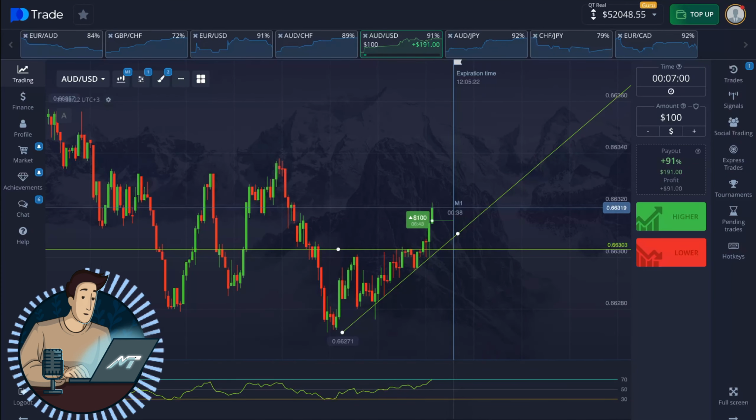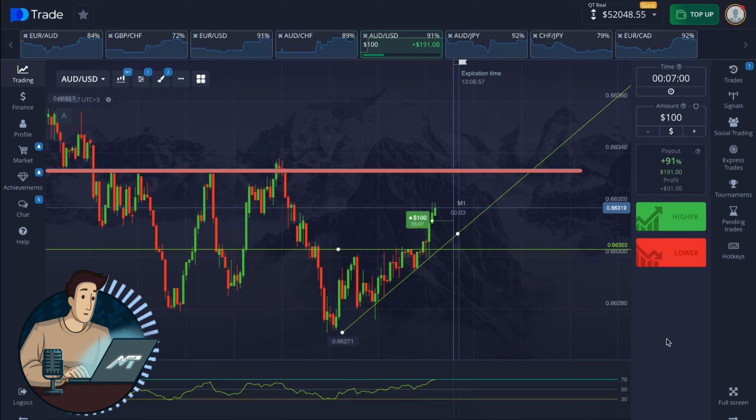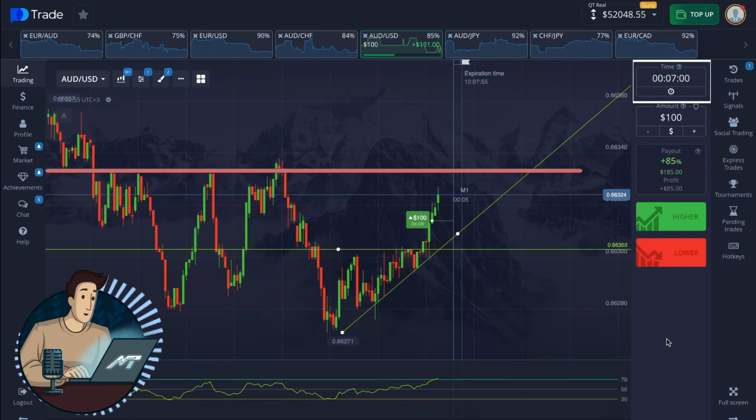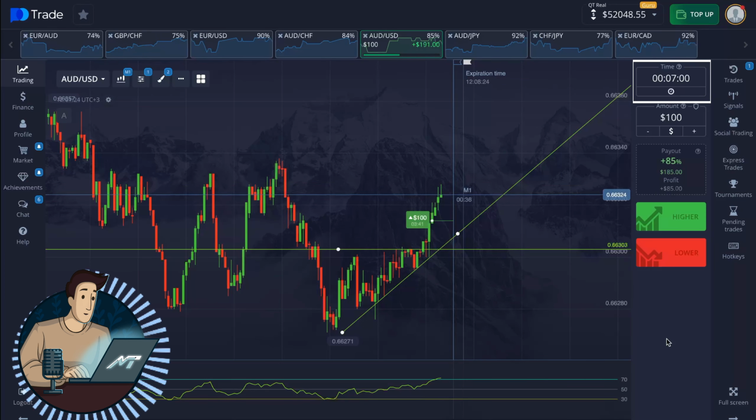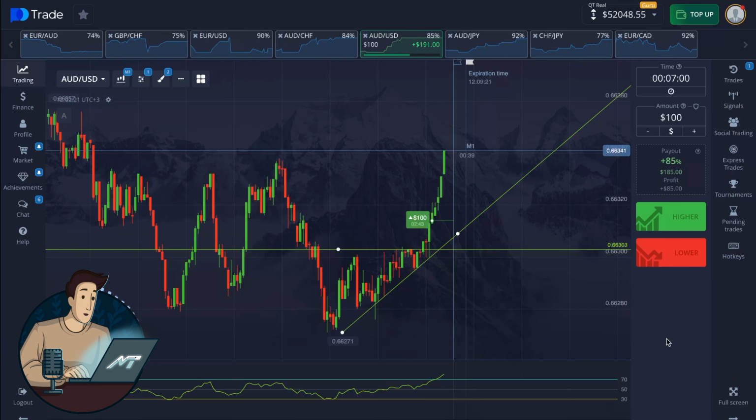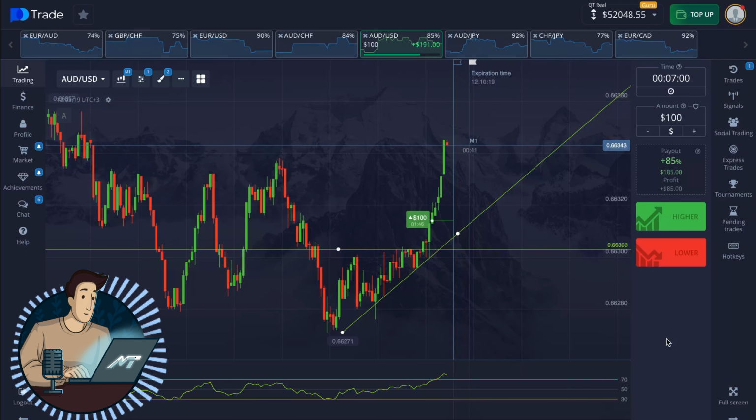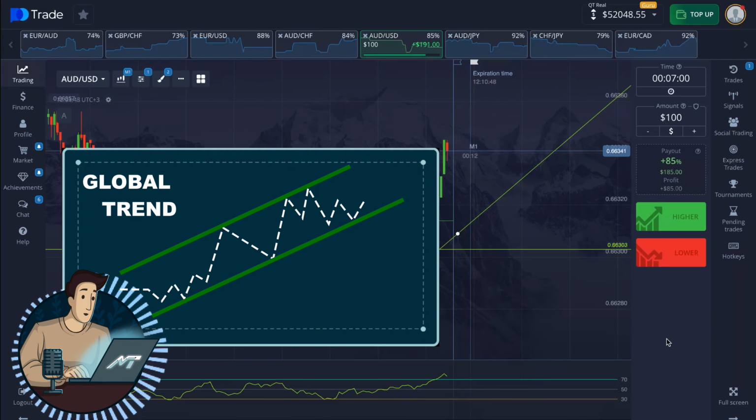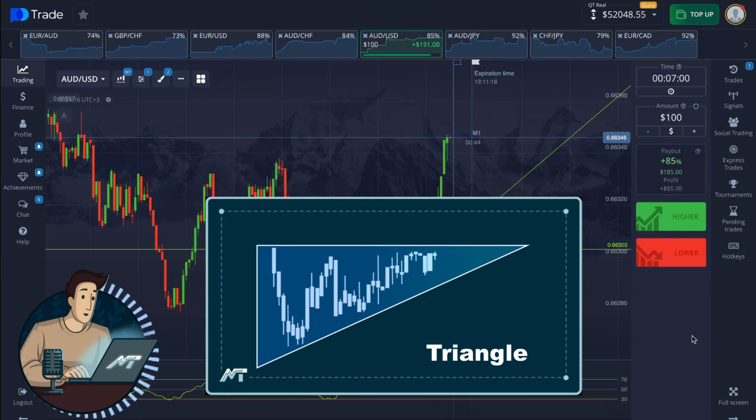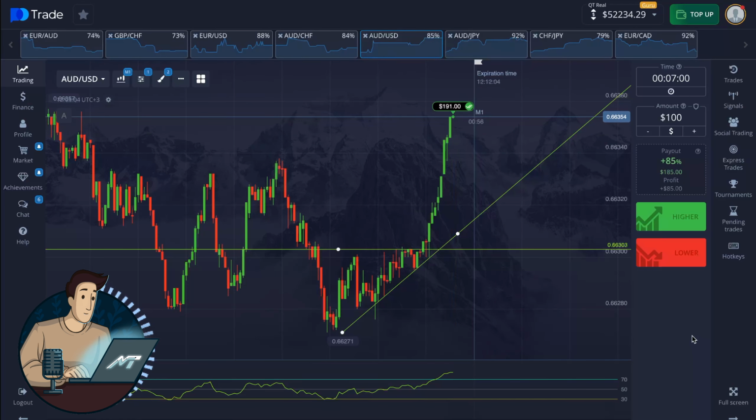Here, I want to wait until the local resistance breaks before entering the market. There's a strong global resistance above, so I clock down the expiry to just 7 minutes to avoid a potentially steep fallback from it. And while the market is steadily climbing, let's do a quick recap of what we saw before entering it. A global uptrend, a triangle chart pattern, and a momentum candlestick pattern after the local resistance break.